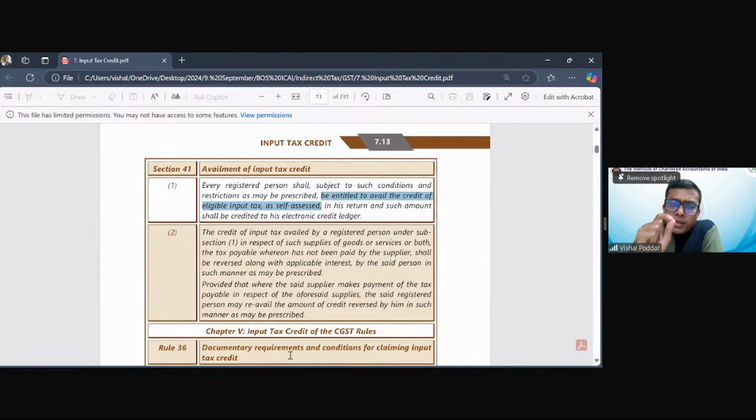So that is the first part. They are saying now once you have satisfied the above conditions of section 16, your credit is now becoming eligible credit, right? Second word that is very interesting is they are saying as self-assessed. Now, what is self-assessed? We use this word in income tax also, customs also, self-assessment.